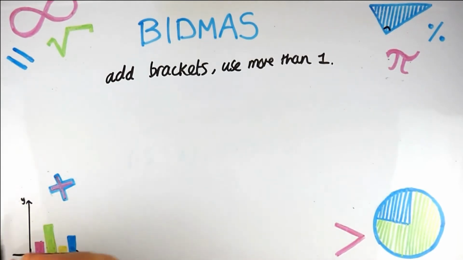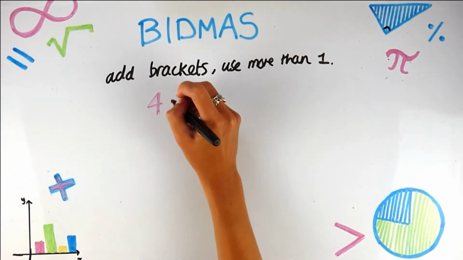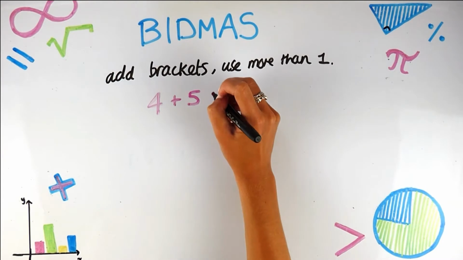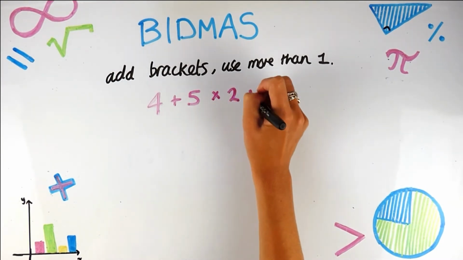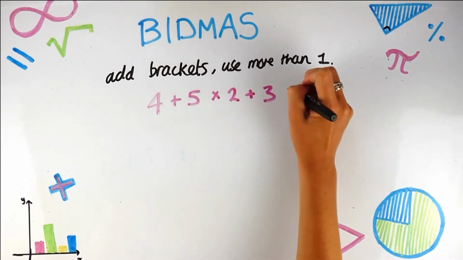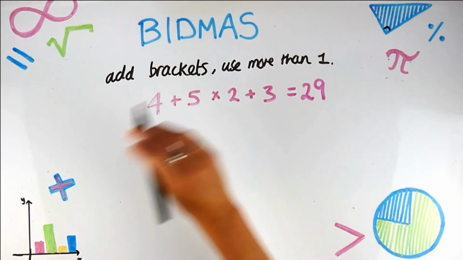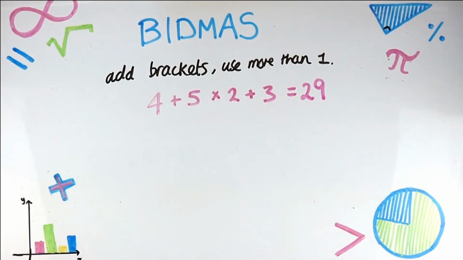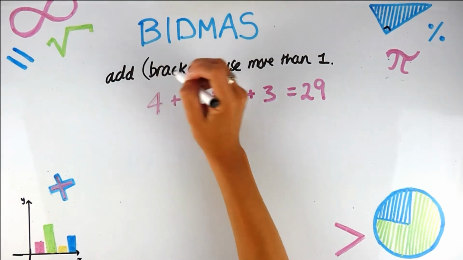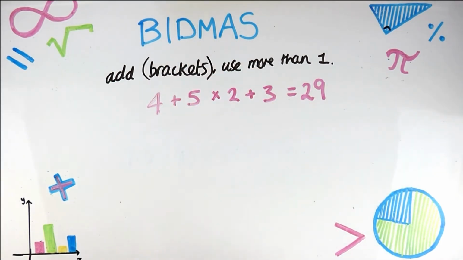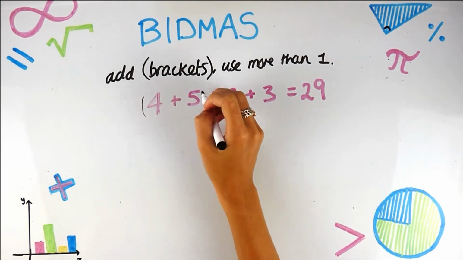To the equation 4 plus 5 multiplied by 2 plus 3 equals 29, we need to add some brackets in there. The way I would do this is kind of trial and error, and I do it quite quickly in my head, but you can just write it down. So let's say you put brackets around here.